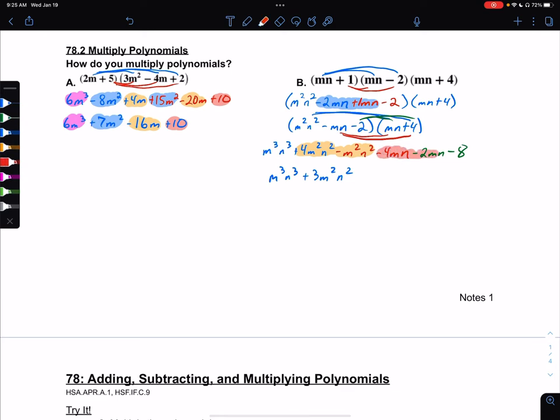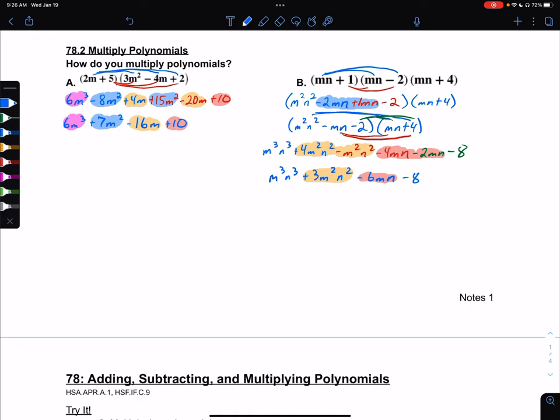The negative 4mn and the minus 2mn are like terms, so we're going to combine those. So minus 6mn. Again, don't change the exponents, just change the coefficients. Let me highlight these so we know where these numbers are coming from. And then finally, we'll just bring down that minus 8 because it has no other like terms. All right, so we're left with m cubed n cubed plus 3m squared n squared minus 6mn minus 8. They are in decreasing order, so I have it in standard form. So I am all done with that problem.